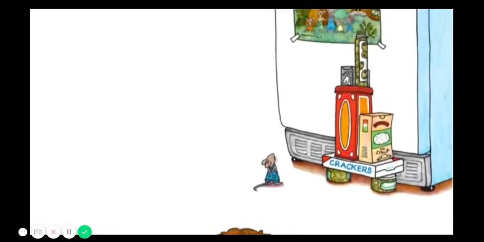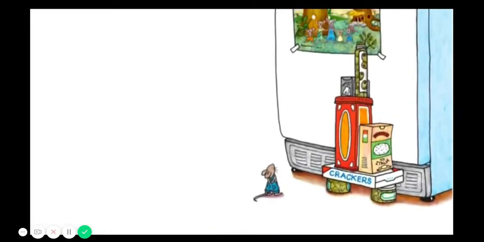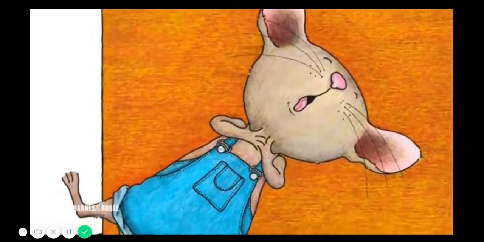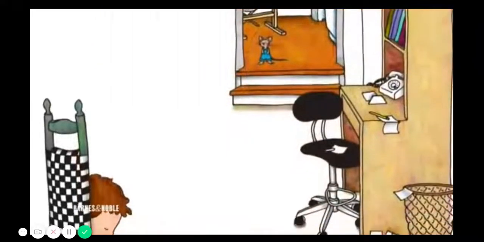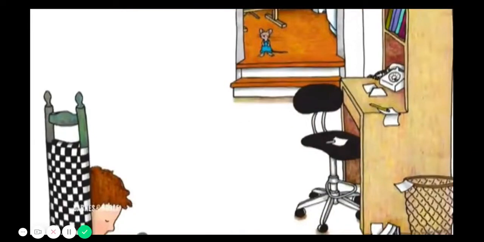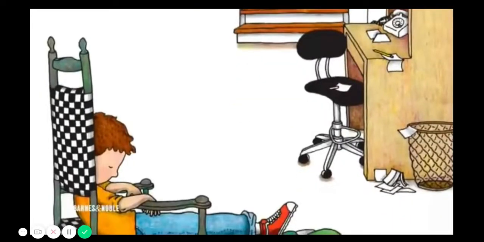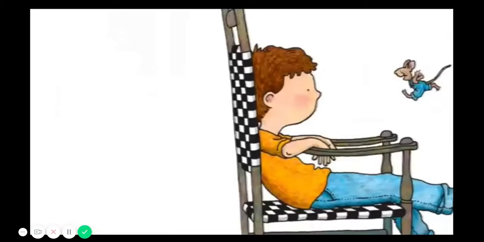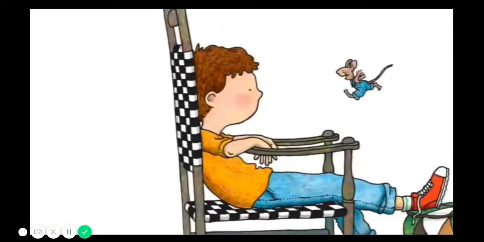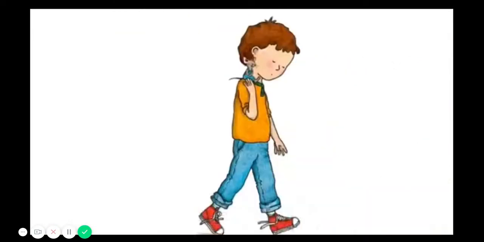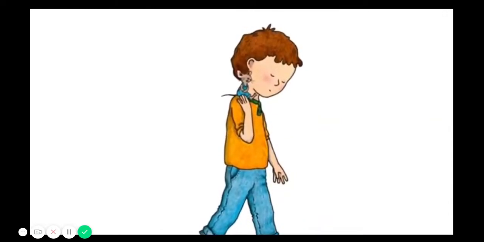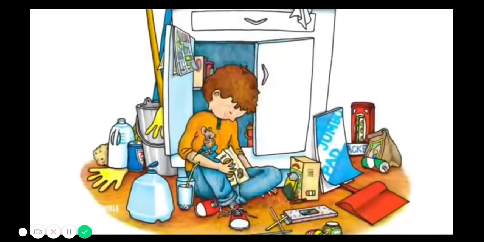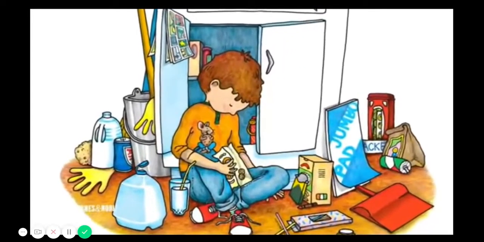Looking at the refrigerator will remind him that he's thirsty. So, he'll ask for a glass of milk. And chances are, if he asks for a glass of milk, he's going to want a cookie to go with it.